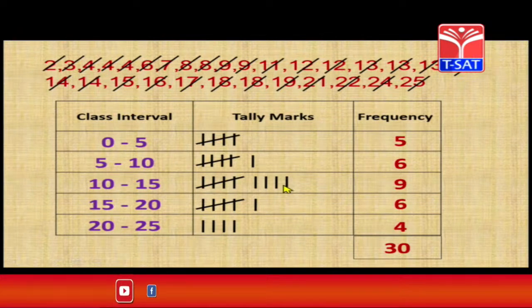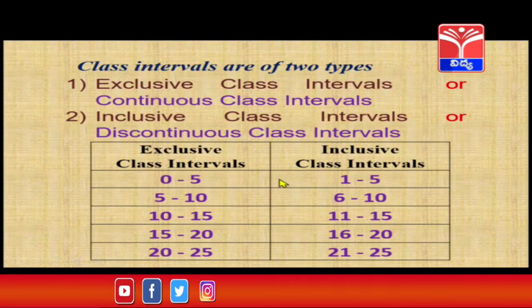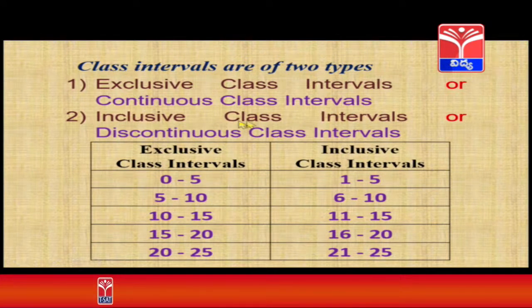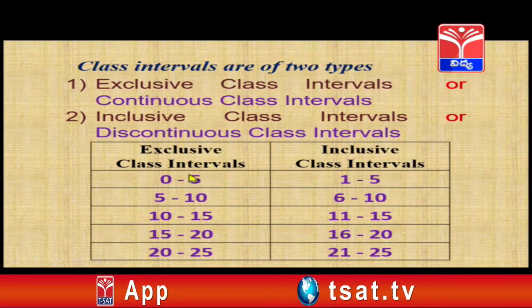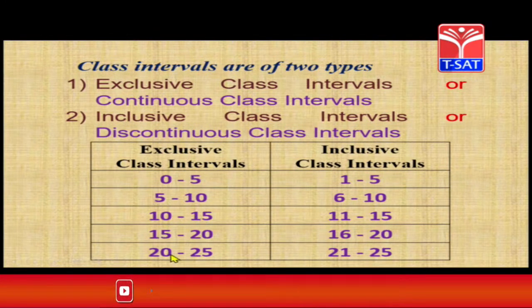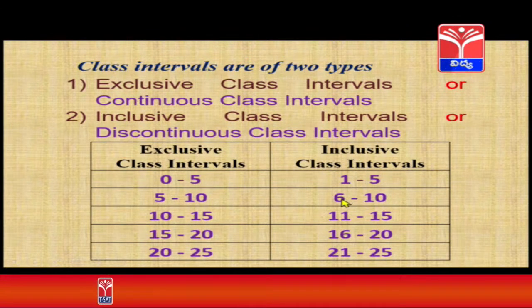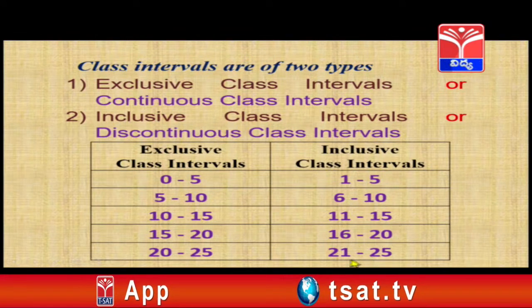Okay, children, I hope you have understood how to do it. Now, let us discuss. There are 2 types of classes, that is exclusive class intervals, which are called continuous classes, and inclusive class intervals, which are called discontinuous. See here, exclusive class, the same I have taken 0 to 5, 5 to 10, 10 to 15, 15 to 20, 20 to 25. There is no gap in the limits here, but in this you find 1 to 5, 6 to 10, 11 to 15, 16 to 20, 21 to 25.